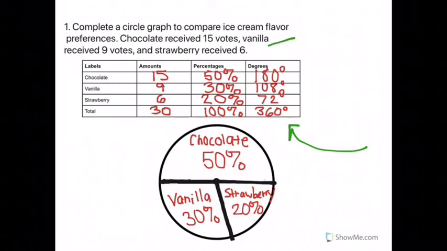And then finally, to get the degrees, the whole circle is 360 degrees. So you take 360 and multiply it by the percentages as a decimal. So 360 times 0.50 will give you 180. 360 times 0.30 will give you 108. And then finally 360 times 0.20 will give you 72 degrees. So I hope that helps on how to draw a circle graph.